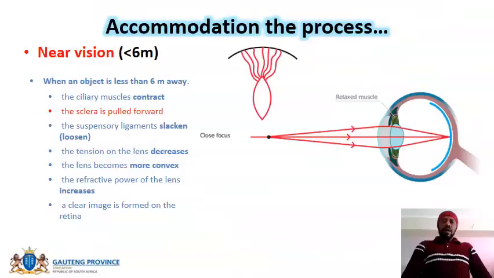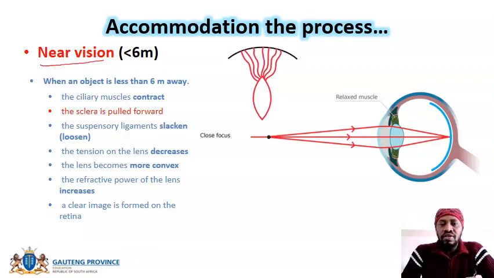Now, accommodation, the process. We can have accommodation of near vision. Near vision is considered to be any distance below 6 meters. Please notice that. This is very important.